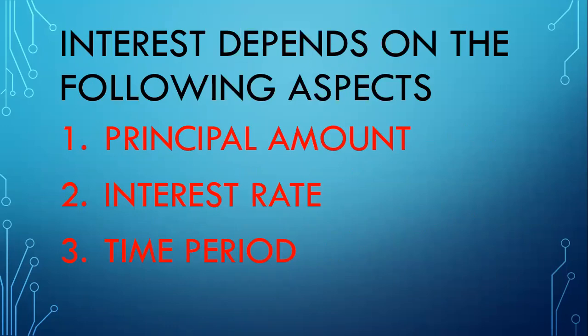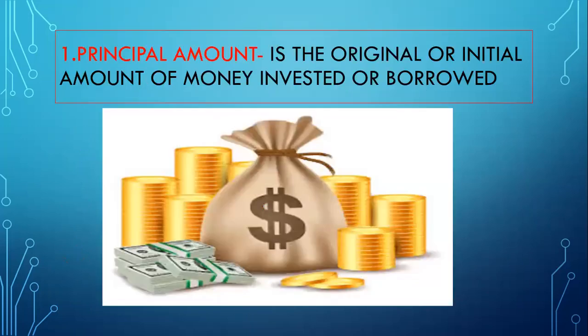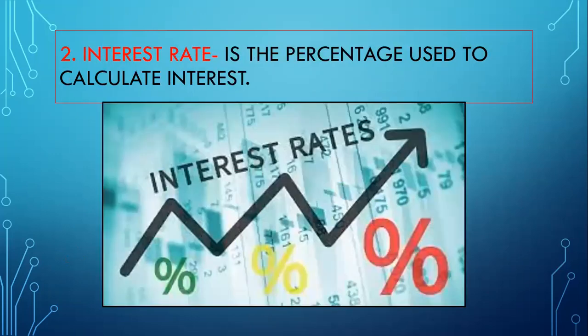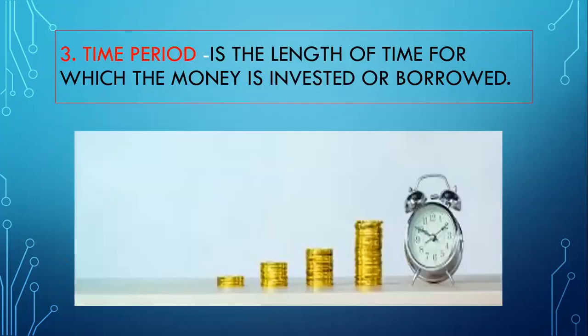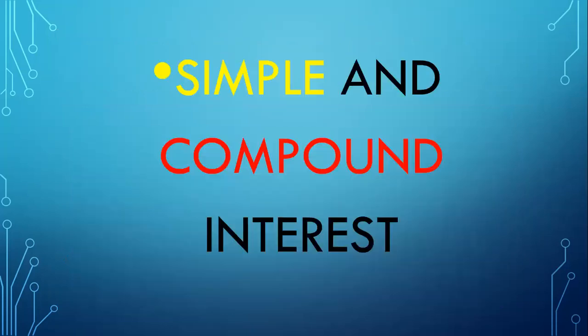Interest depends on three factors: principal amount, interest rate, time period. Principal amount is the original or the initial amount of money invested or borrowed. Interest rate is the percentage used to calculate interest. Time period is the length of time for which the money is invested or borrowed.